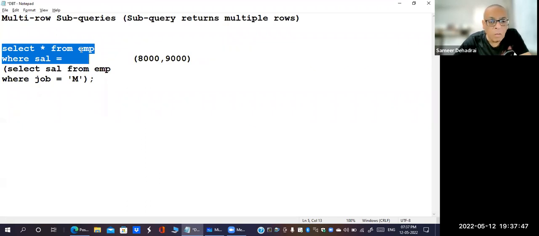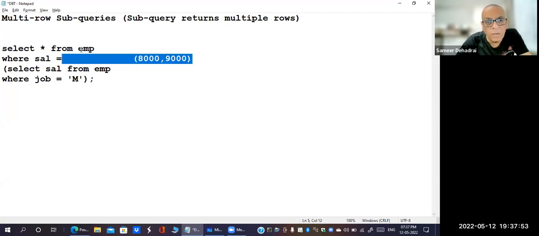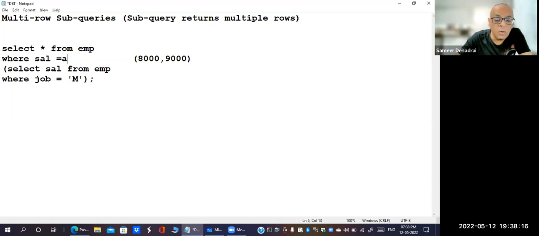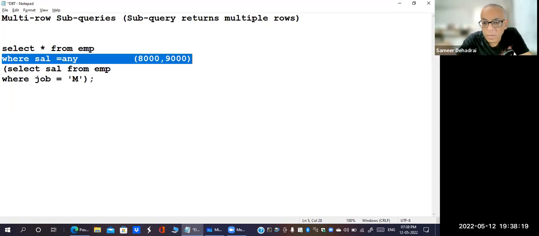Now understand, what is it that we exactly want here? I want sal equal to 8,000 or sal equal to 9,000. Agreed? That's what I'm searching for. I want to perform logical OR here. How to do that? I can say where sal equal to any, remember, the any operator will perform logical OR. Where sal equal to any one of them.